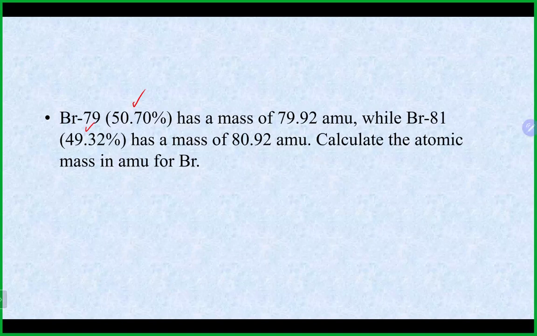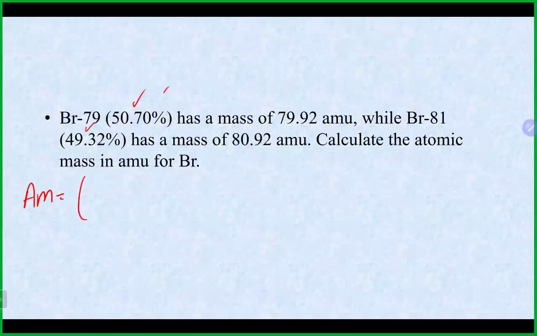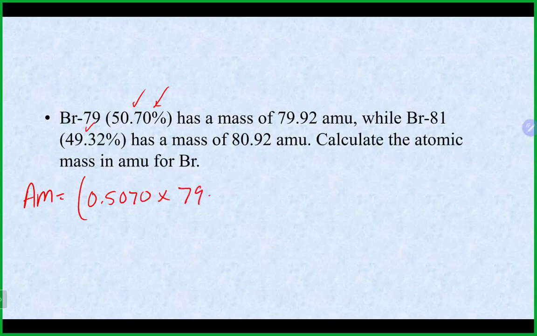So our atomic mass is going to equal our percentage of the first one, which again, you could either divide by 100 or move the decimal point 2 places to the left. So that's what I'm going to do there. We're going to times it by 79.92 AMU. We're then going to add it to our second isotope, which once again, you could either move the decimal place if you want or divide by 100, which will move it for you, whichever way you want to do it.